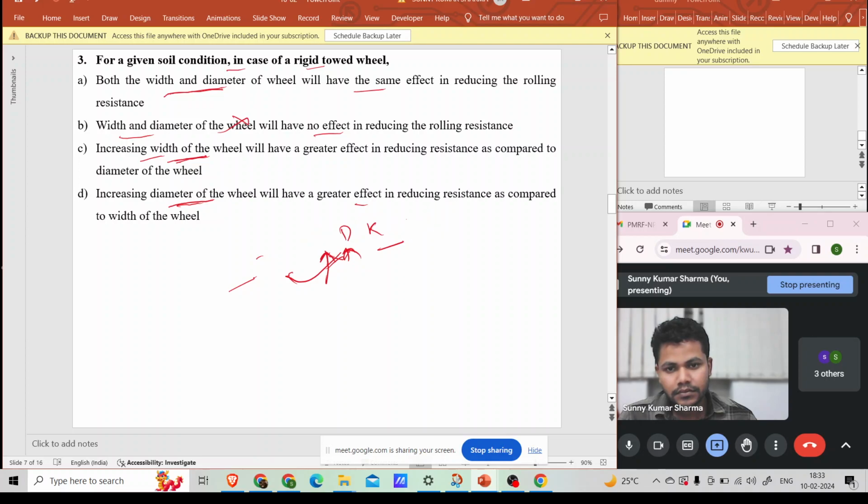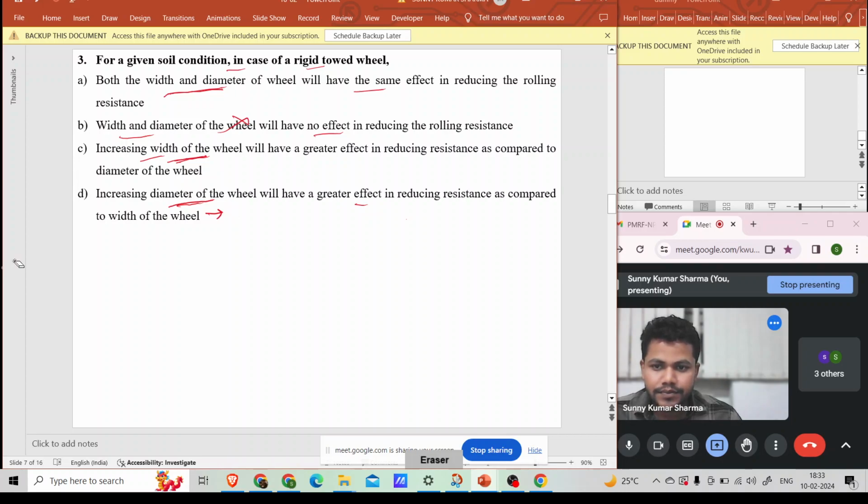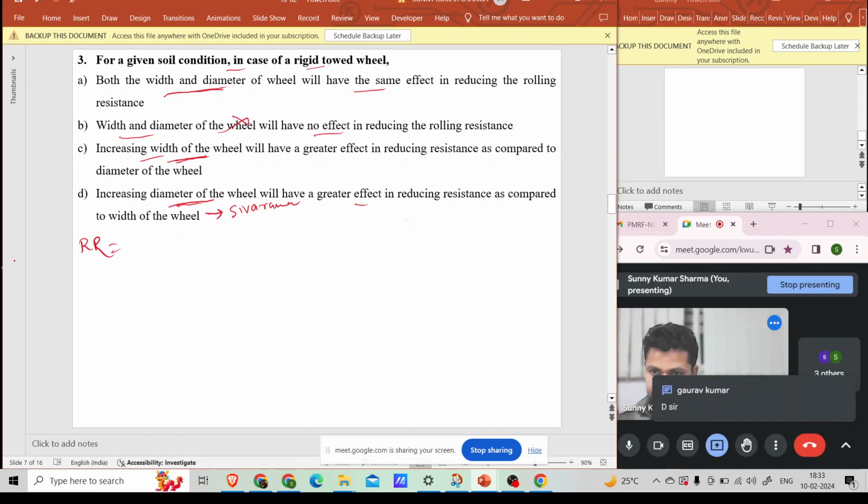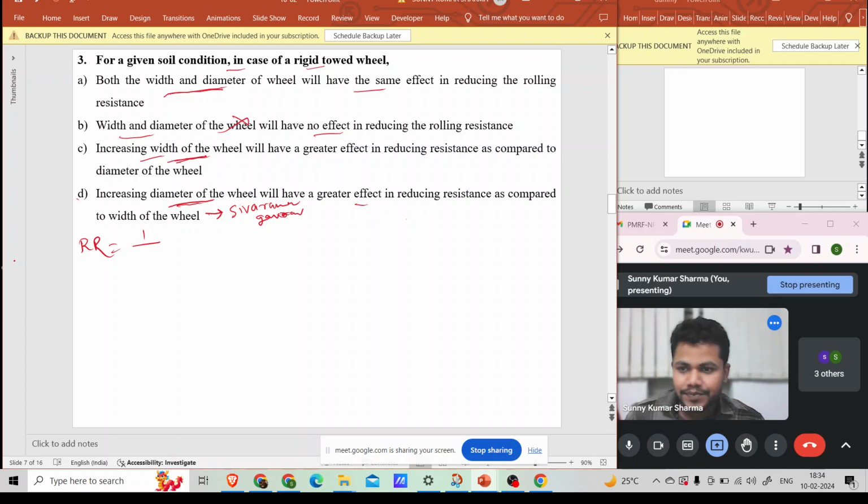This is option D, sir. Absolutely. Gaurav said it. Sure. Okay, I will see this. What was the equation we wrote in the last slide? Rolling resistance is equal to... Option D, Gaurav also. Okay, option D is correct.